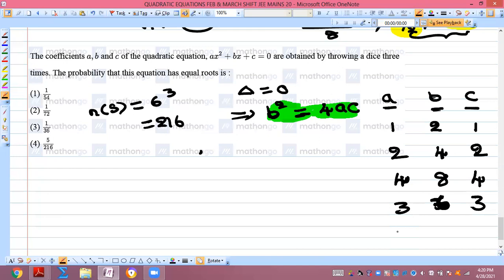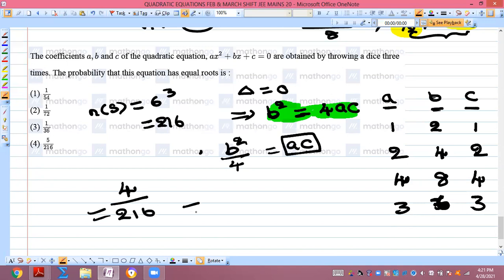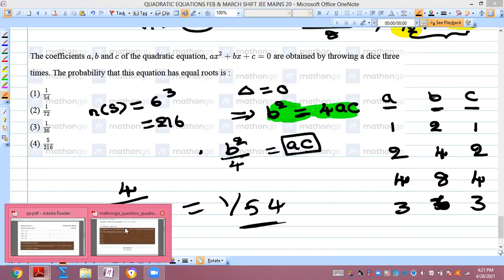Five square we cannot take. It means b square should be divisible by 4. That means total possibilities are 4. So favorable are 4. 4 by 216, which is nothing but 1 by 54 is the answer. Okay.